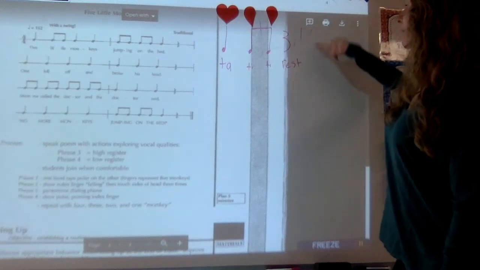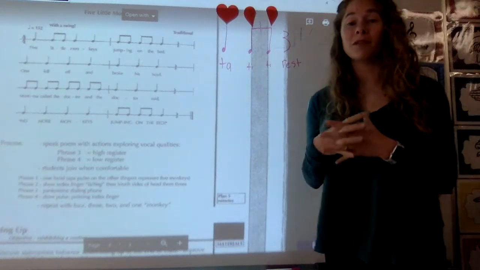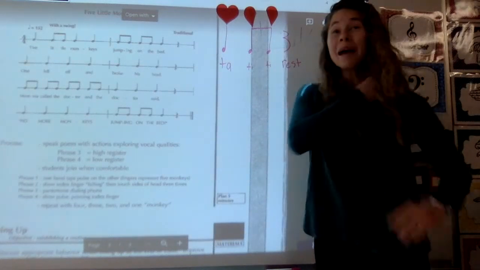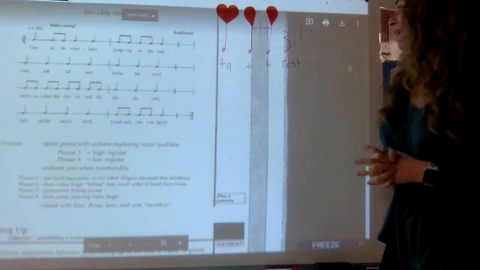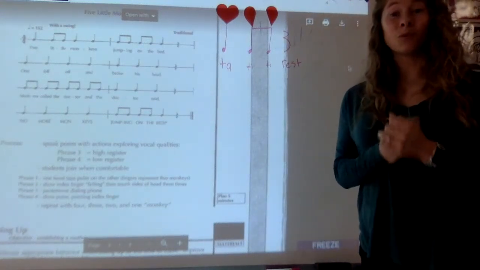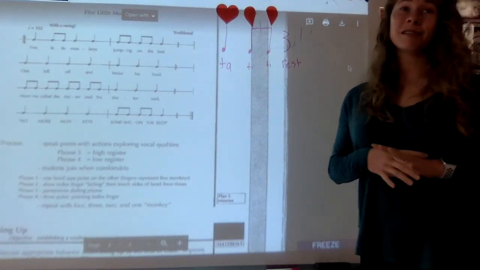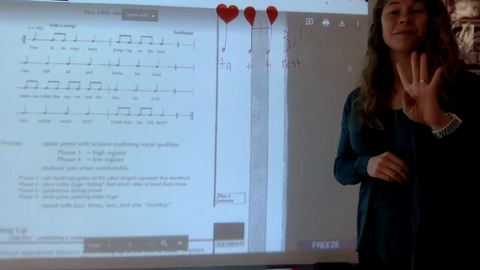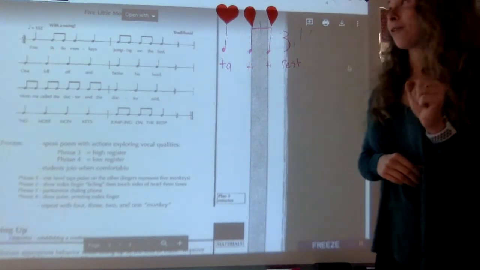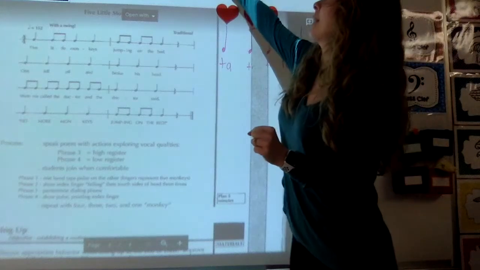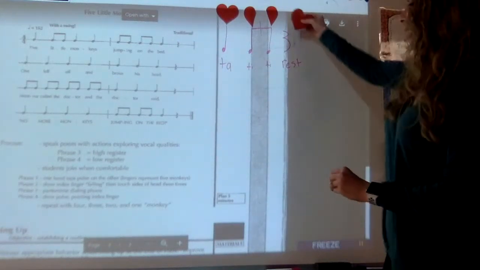Now we have a rest. Does anybody remember how many heartbeats our rest equals? Again, you might not remember this, and that's okay. That is totally okay. How many heartbeats does a rest equal? I'll give you 5 more seconds. All right, if you said that a rest equals one heartbeat, you are exactly right.